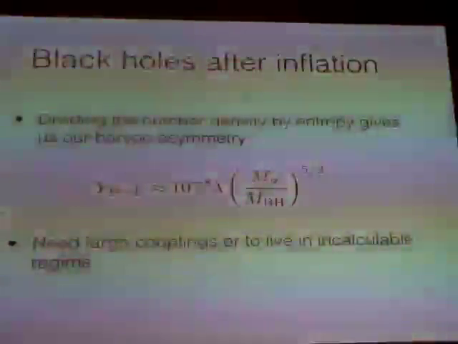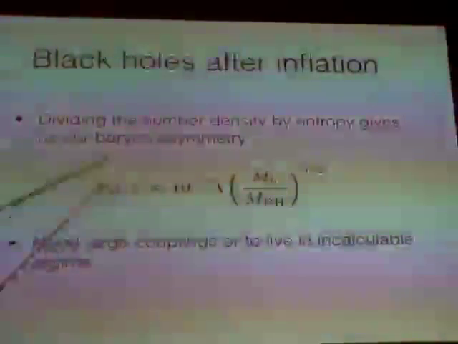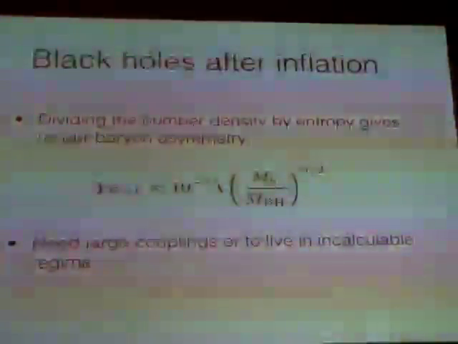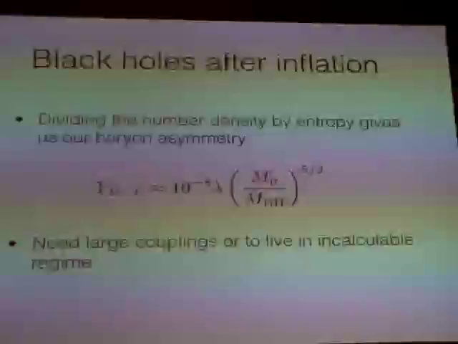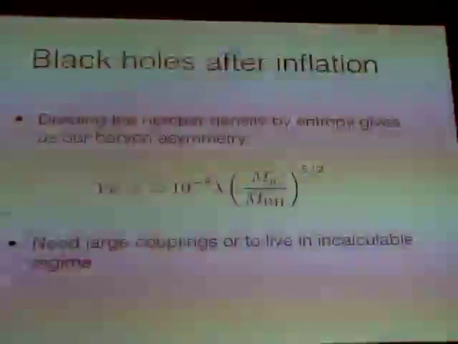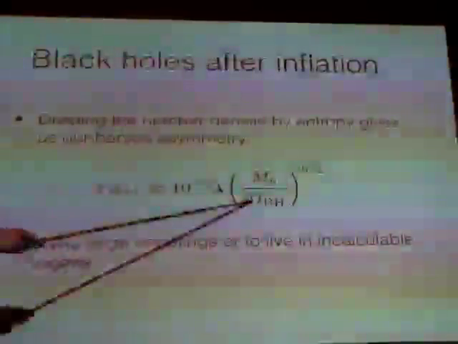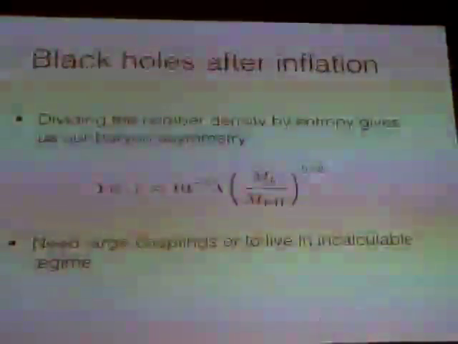What is y again? I thought you said it was less than 10 to the minus 10. Yeah, so observationally, it's equal to 10 to the minus 10. So you could have lambda is 1 and black hole a few m Planck. Yeah. Oh, I'm sorry. It's the other way. It's down. Yeah, sorry. It's on the bottom here. Okay. Yeah.